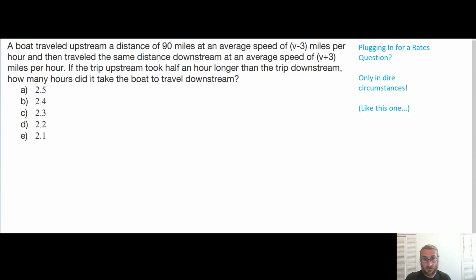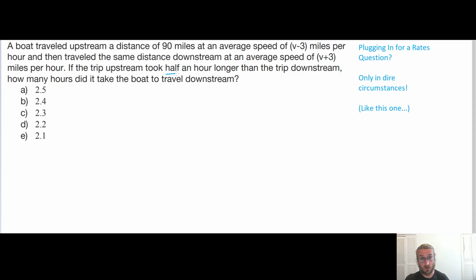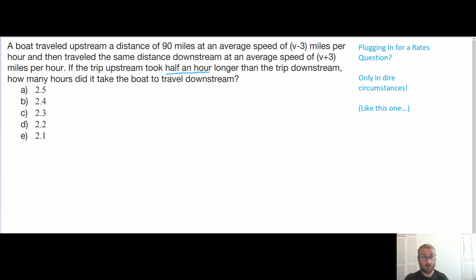Traveled upstream a distance of 90 miles at an average speed of v minus 3 miles per hour, and then traveled the same distance downstream at an average speed of v plus 3 miles per hour. The trip upstream took half an hour longer, so that's going to be a number that we use, of course, this half an hour. Note that we want everything in hours and miles per hour, so that half an hour is just a 1/2 essentially. The trip upstream took half an hour longer than the trip downstream. How many hours did it take the boat to travel downstream?